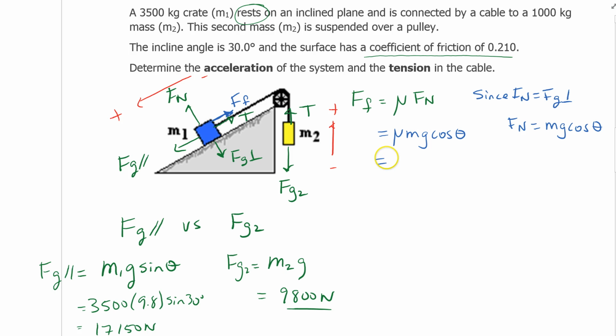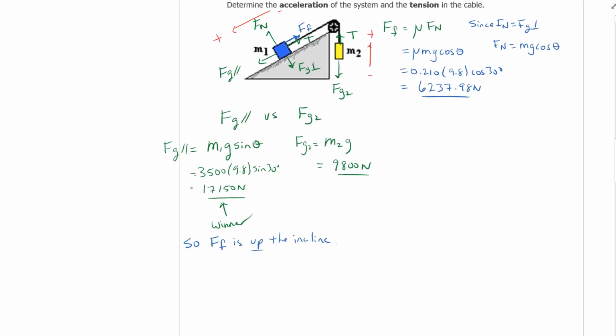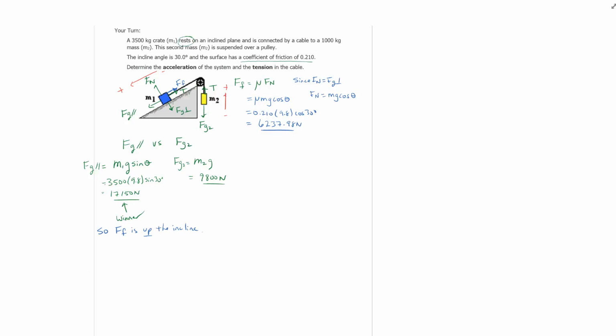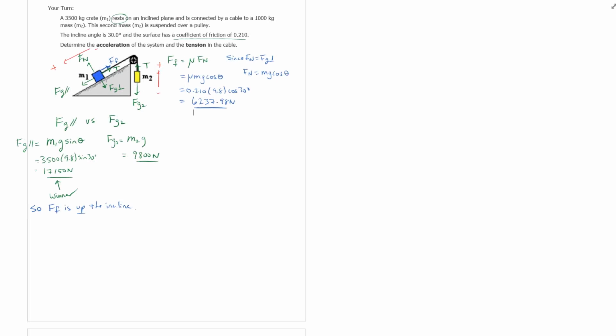So if we plug in our numbers, 0.210 multiplied by 9.8 multiplied by the cos of 30 degrees. So now for force of friction, what do I get here? I'll have to check it out. 6,237.98 newtons. Okay, so I'm going to let you try this, your turn at this point now. So continue to do the Fnet and figure out the acceleration, and then go and figure out the tension. So hit pause now and try this out.